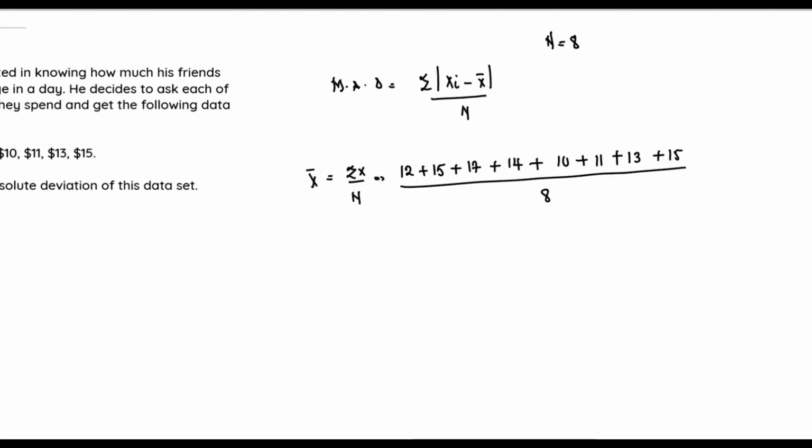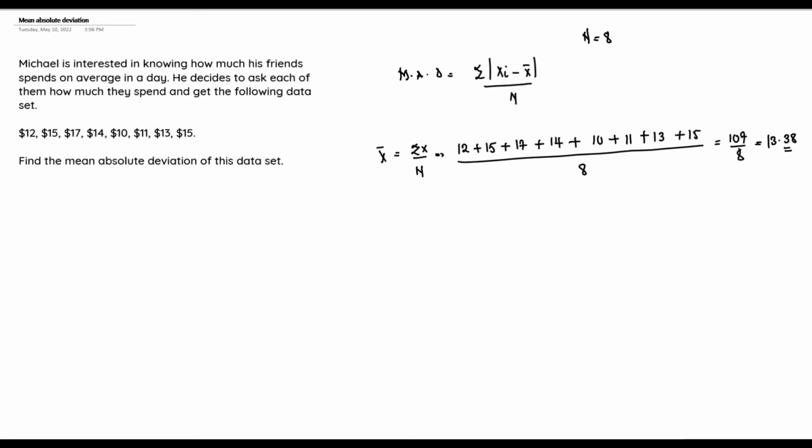When we do the maths, 12 plus 15 plus 17 plus 14 plus 10 plus 11 plus 13 plus 15 gives us 107 divided by 8. And if we do the math, 107 divided by 8 gives us 13.38 approximated to 2 decimal places. So the value of the mean of our data set is equal to 13.38.